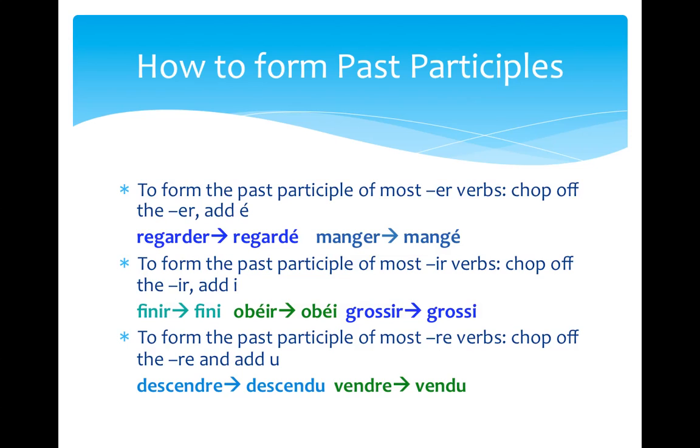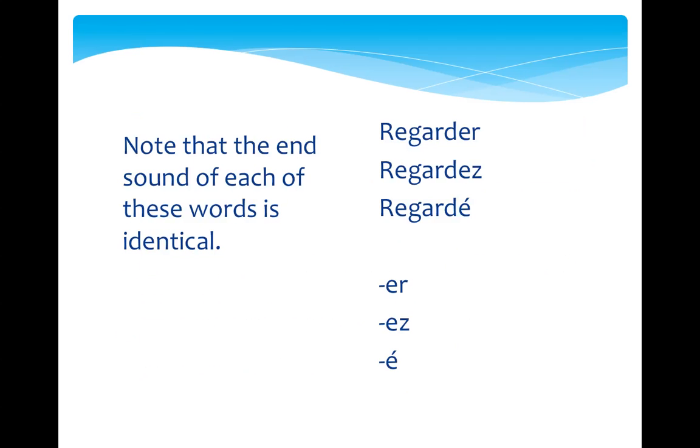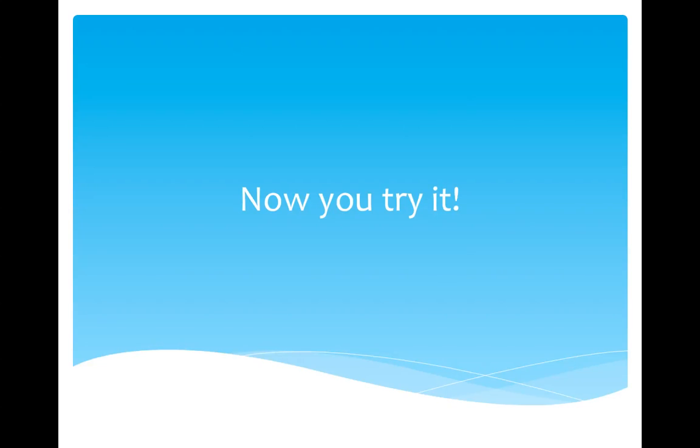Now you have to memorize the information that's on this page, and there are really only 3 things to learn. You might want to pause and take notes. Note that the end sound of each of these words is identical. Regardé, regardé, regardé. And let's look at the list of just endings. Pronounce after me. É. Yep, they're identical.